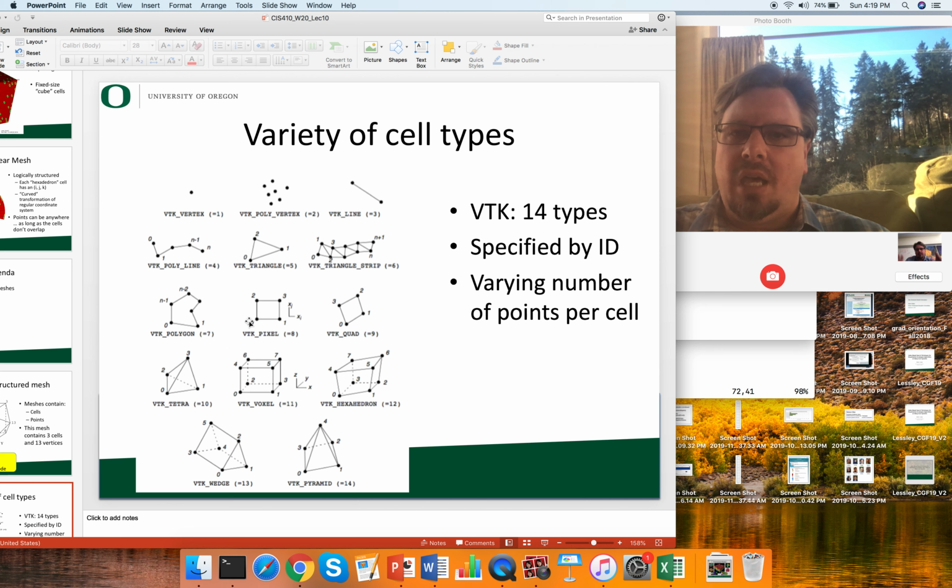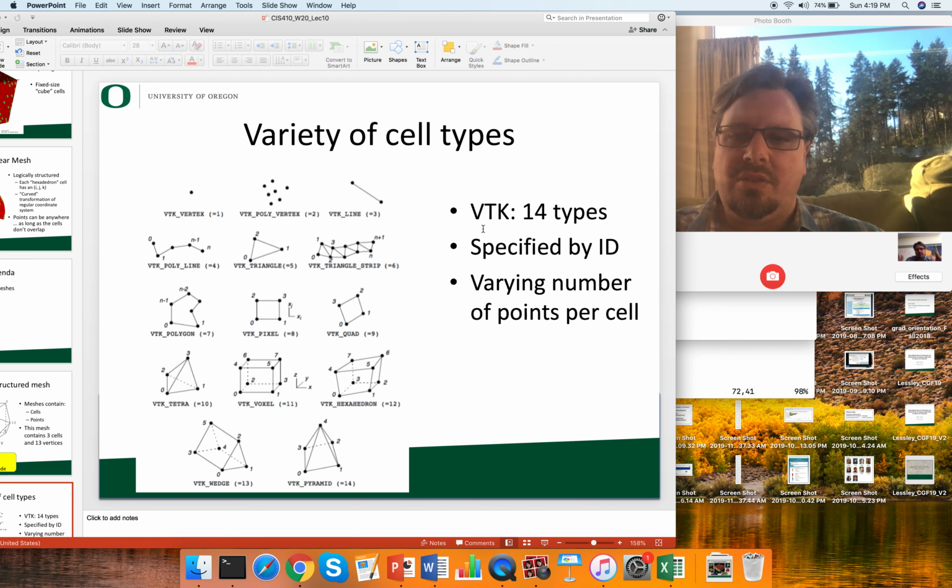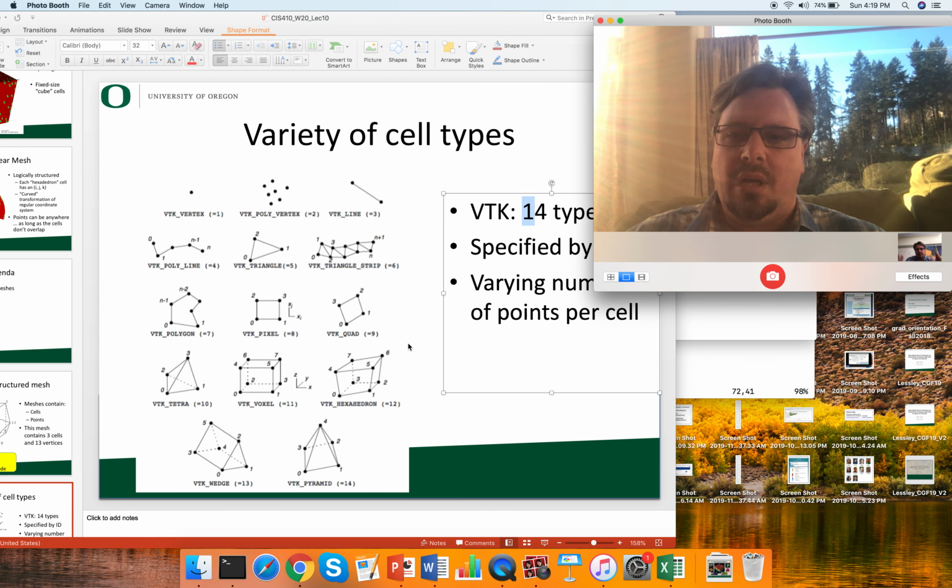And so in VTK, here are the types that are supported. This is actually a little dated because they have more than 14 types supported. I think these are the right 14 to show.